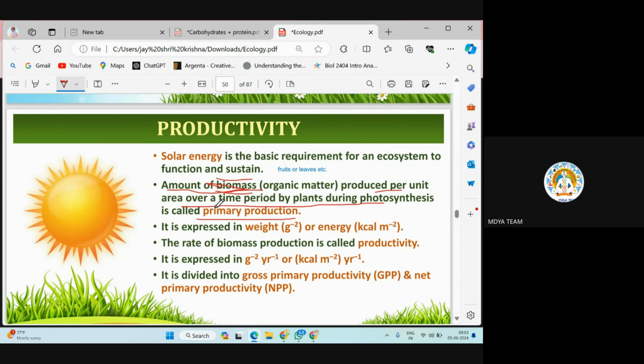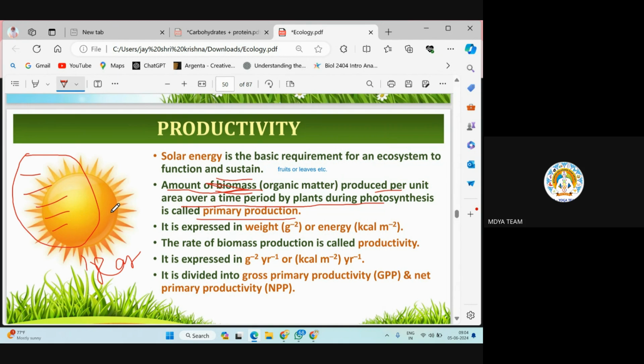Yes, sir. Biomass, you know now what biomass is. Now, see, this is an ecosystem. Hundreds of trees will be there. So the amount of biomass all the trees are producing in a given time period, for example, in 1 year, and in a given area, for example, a given area of any forest. The amount of biomass all the trees are producing will be known as primary production.